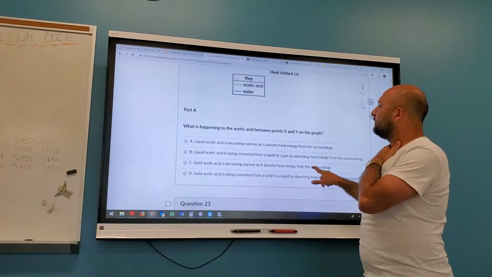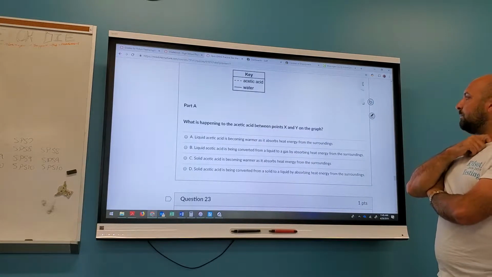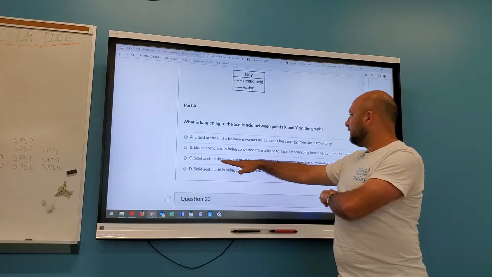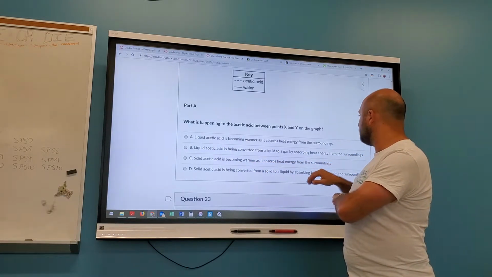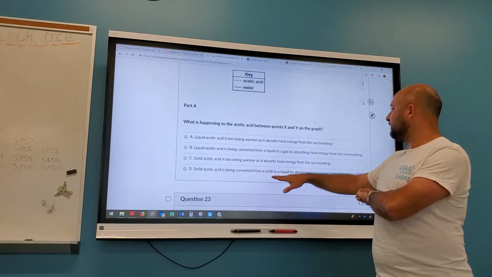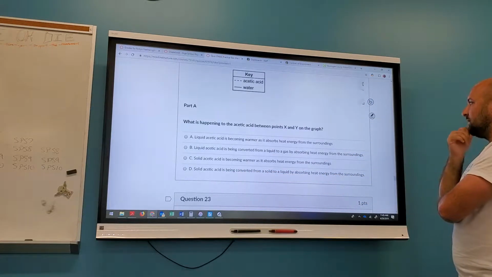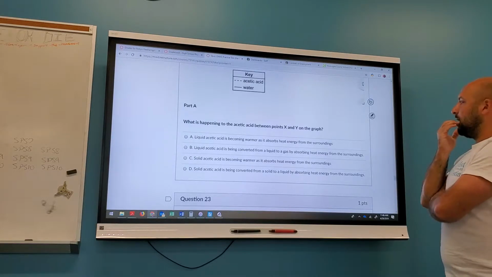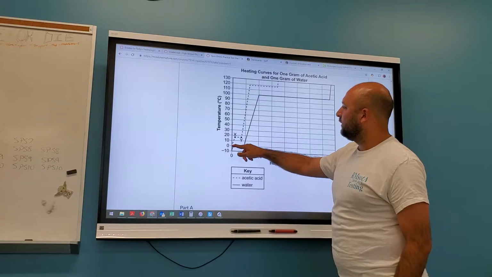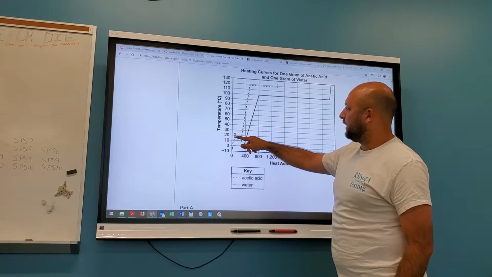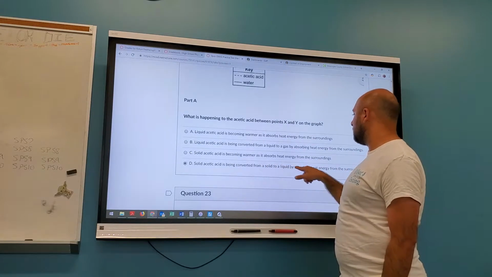Okay. So what's happening to acetic acid between points X and Y? If it's melting, we're going from a solid. It's becoming warmer as it absorbs heat energy from the surroundings. The solid is converted from a solid to a liquid by absorbing heat energy from the surroundings. So yeah, it's not that it's becoming warmer. That's what's going on here from 0 to X, okay? From X to Y, it's converted from a solid to a liquid.